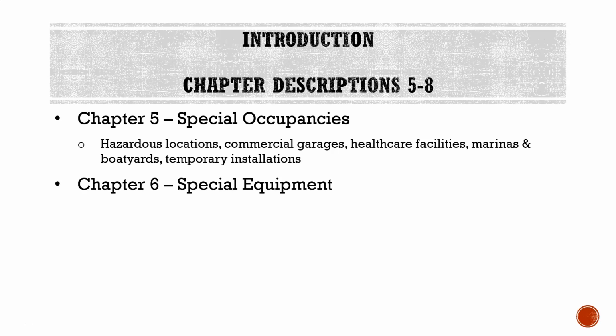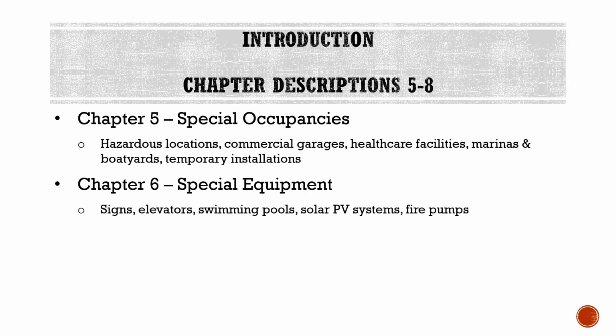Chapter 6 is going to cover special equipment. Equipment being pretty self-explanatory, includes things like signs, elevators, swimming pools, solar photovoltaic systems, and fire pumps. So once again, a special piece of equipment. So if you think about this in terms of is it special, does every building have it? So not every building is going to have a swimming pool in it. Not every building is going to have an elevator. Not every building is going to have a fire pump or solar power, things like that.